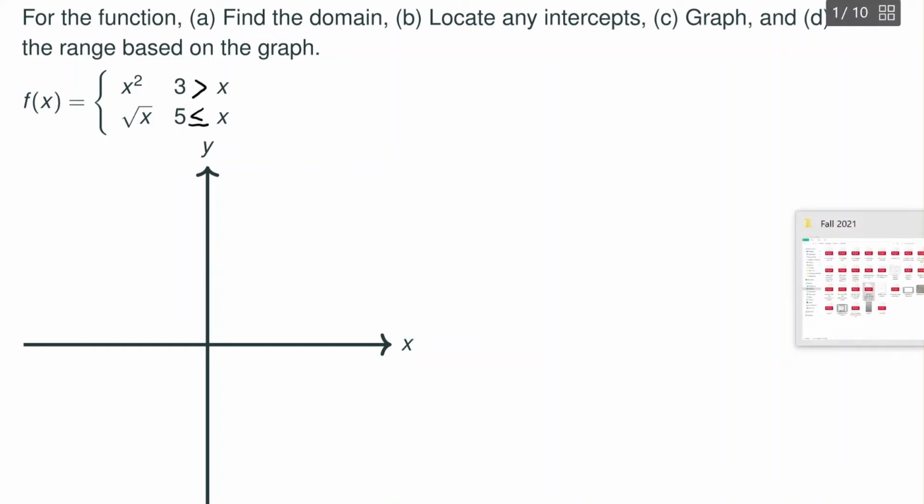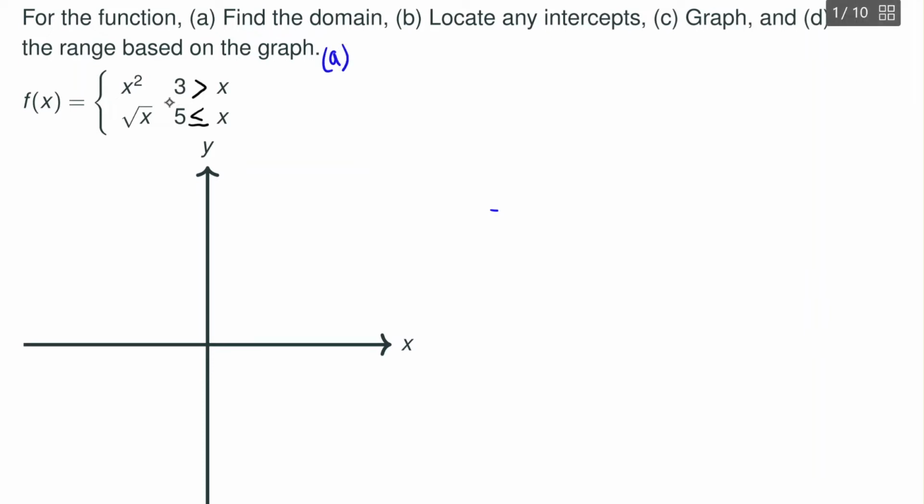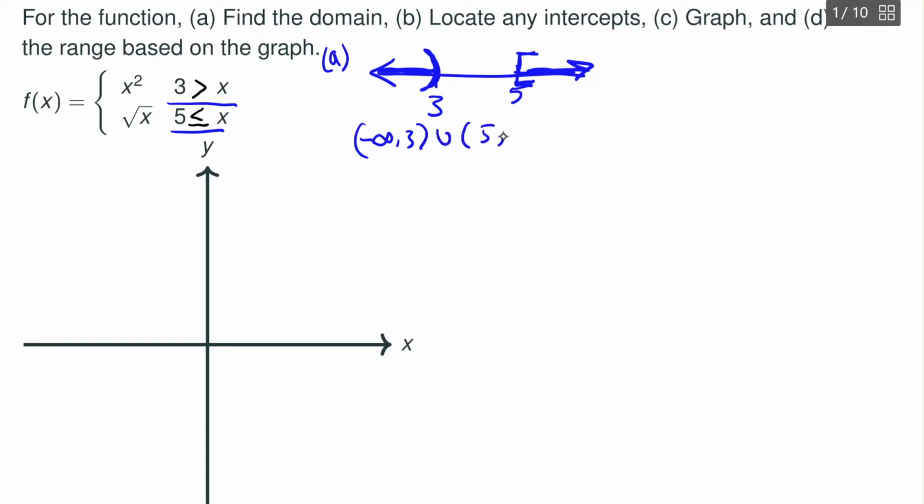So for the function, find the domain. So let's find the domain first. So for domain, we have to look at this right here. So we have 3 and 5, and x has to be less than 3, and greater than or equal to 5, so including 5. So it will be negative infinity to 3, union 5, including 5, bracket, to infinity.